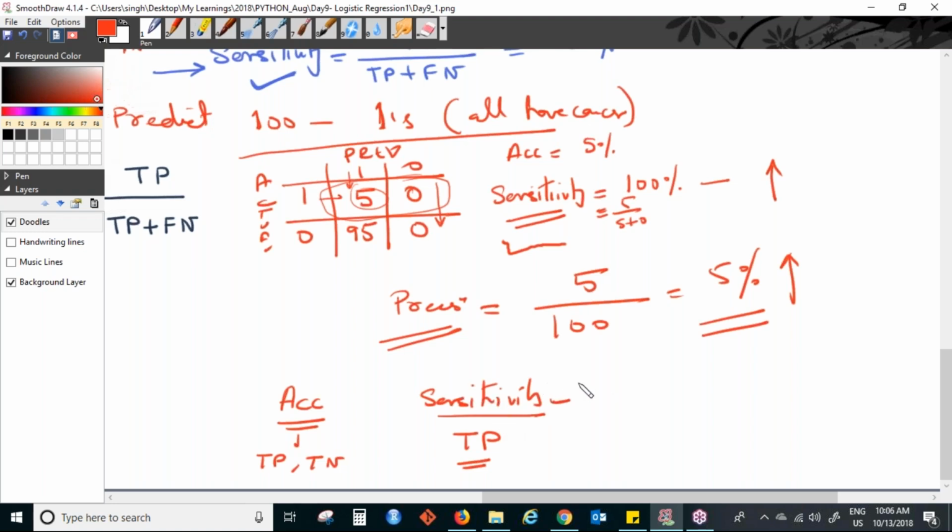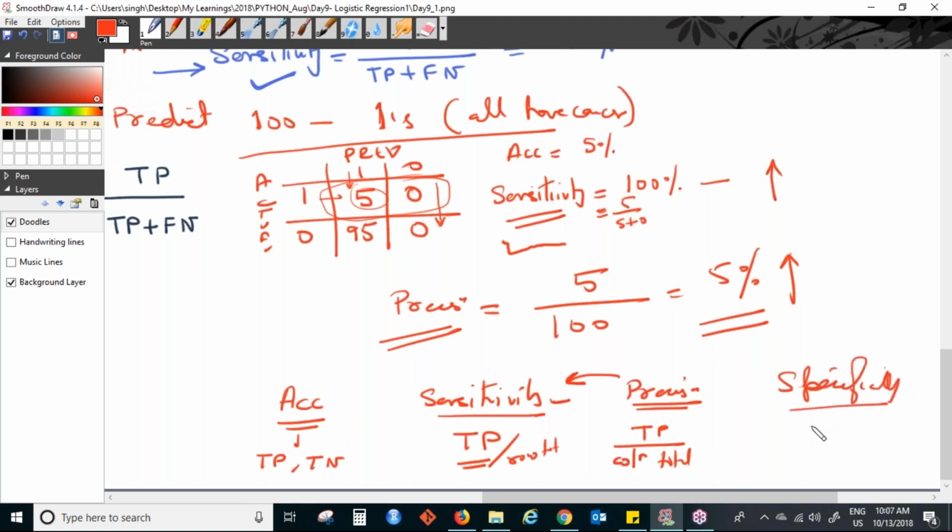So to put a check on that, we have another parameter called precision. This will put a check on such cases where you are predicting all ones. Precision will be true positive divided by column total, not row total. Everywhere else you have row total, here you will have column total. And then of course we have another parameter called specificity. Specificity looks at true negative only, just like sensitivity looks at true positive only.